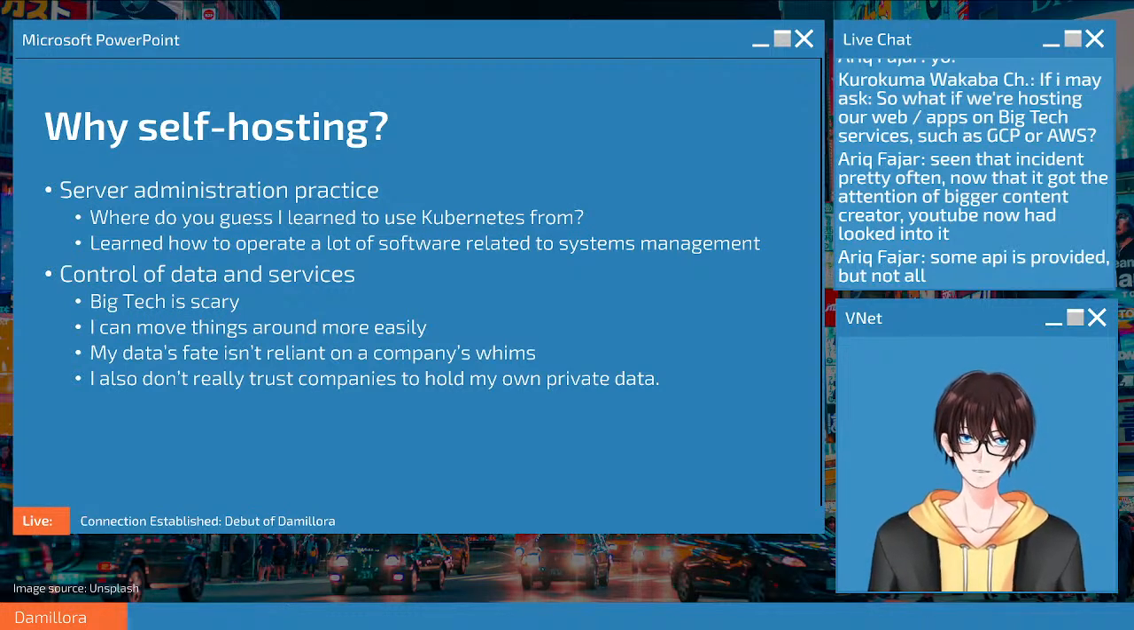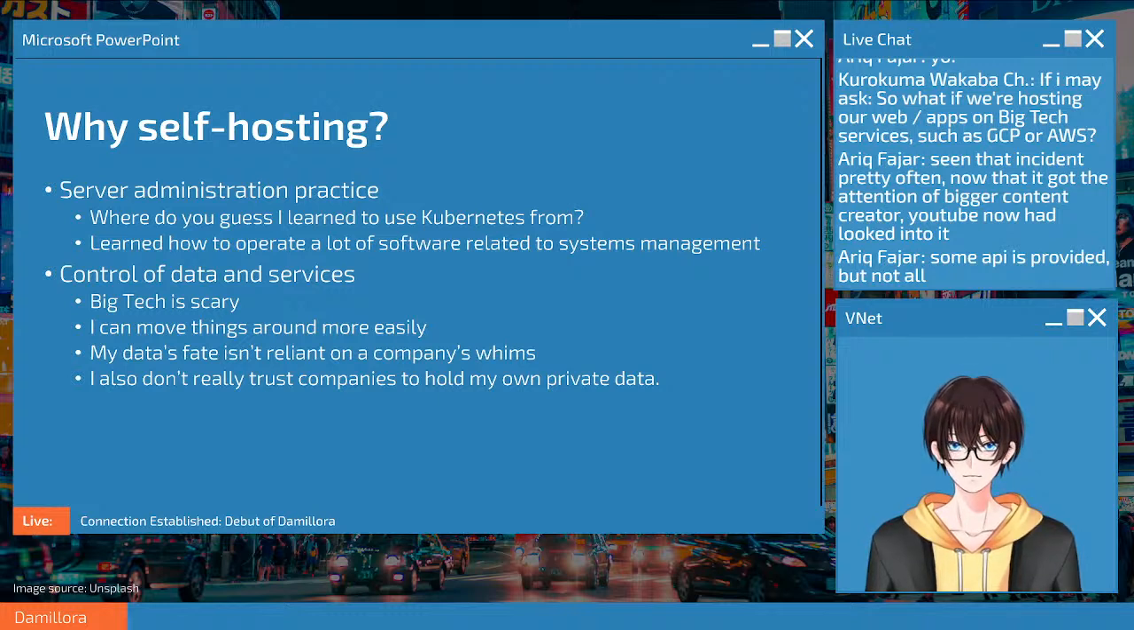Yeah, those are the two reasons why I do self-hosting. There are lots of other reasons that I probably won't dwell on in this stream, but just so you know, there are many legitimate reasons why people self-host stuff.